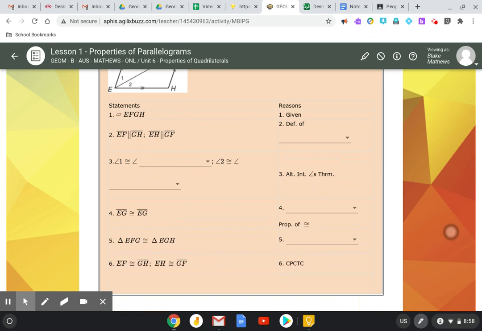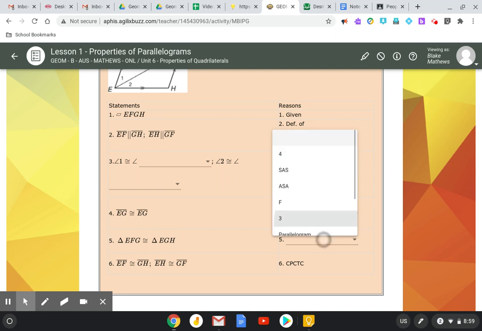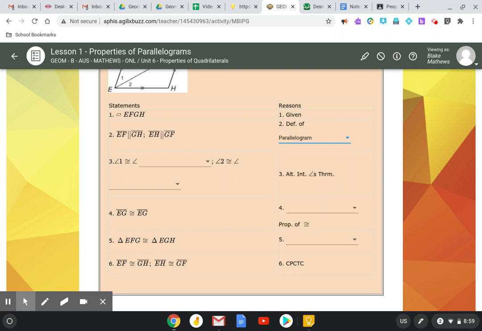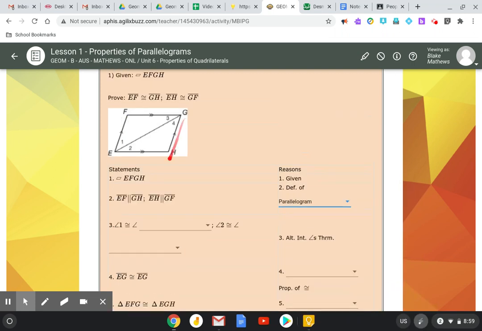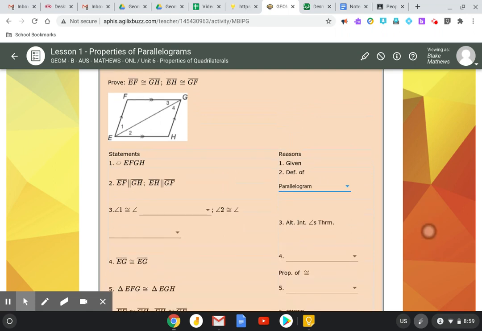So let's look at this. We have a few options. There's only a few that make sense. Actually, there's only one that makes sense. There is no definition of 4, definition of 3, definition of SAS, but there is such a thing as a definition of a parallelogram. And actually, that is exactly what's going on here. We know that the definition of a parallelogram is that it has opposite sides that are parallel. So that's why parallelogram is the word that goes in the blank there. Okay, so we learned that. So now we know there are parallel lines here and here.